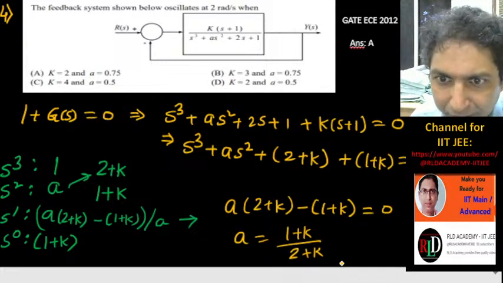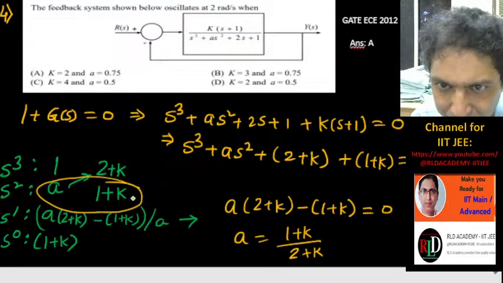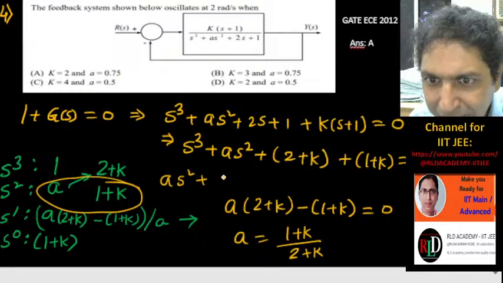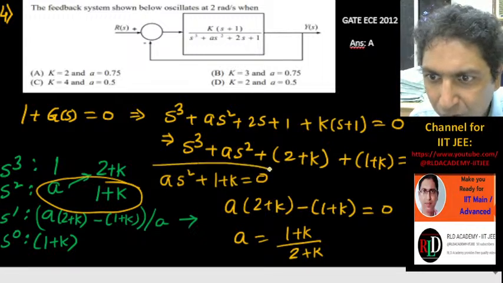That's okay. But from above you will get one auxiliary equation: s square plus a, 1 plus k, that will be equals to 0. This is the auxiliary equation.